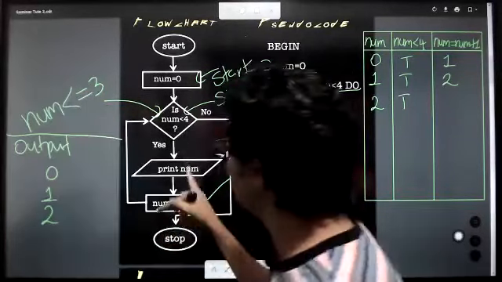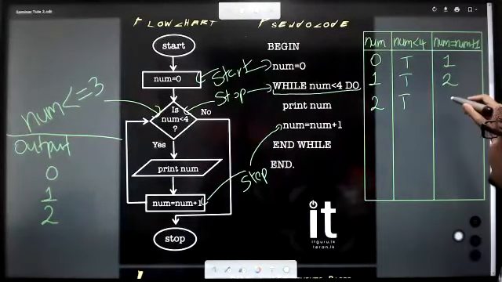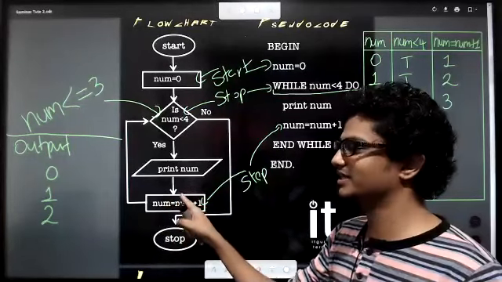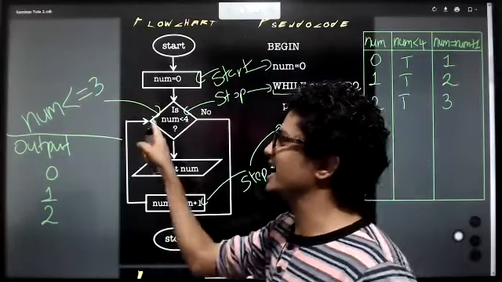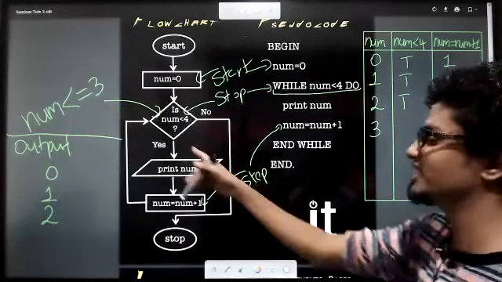Superb. And then now, num equals num plus 1. What is it now, kids? Yes, superb. 3. Number 3. And now we are in here, don't forget. Number 3 is in here. And then come and check. Now what is num? 3. And we are checking whether it's true or false.